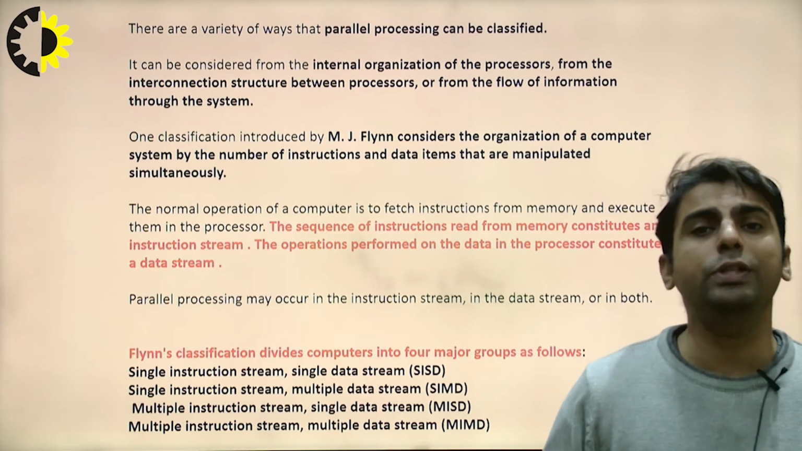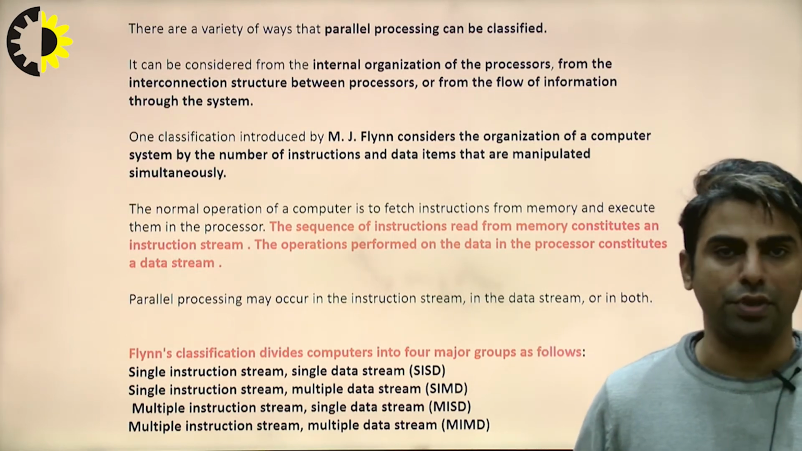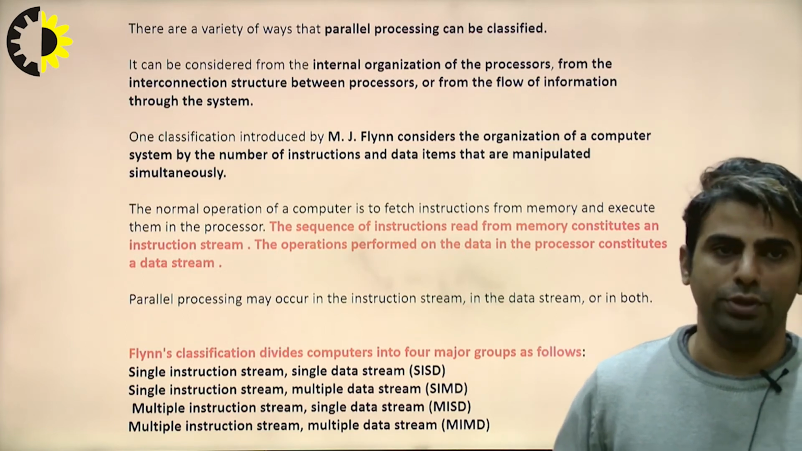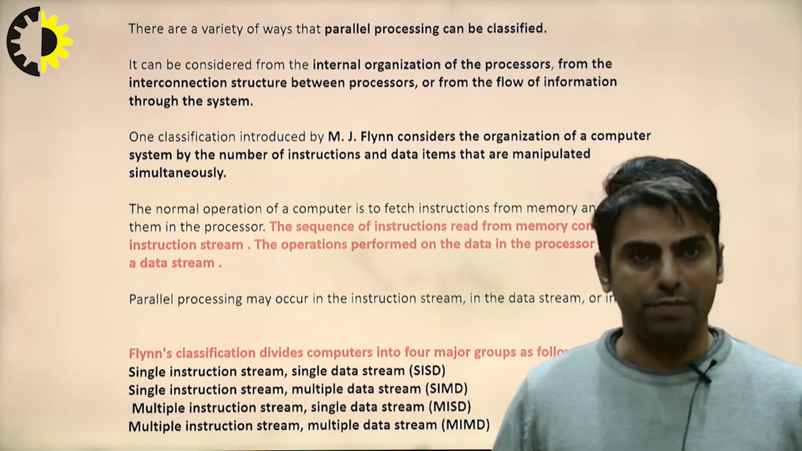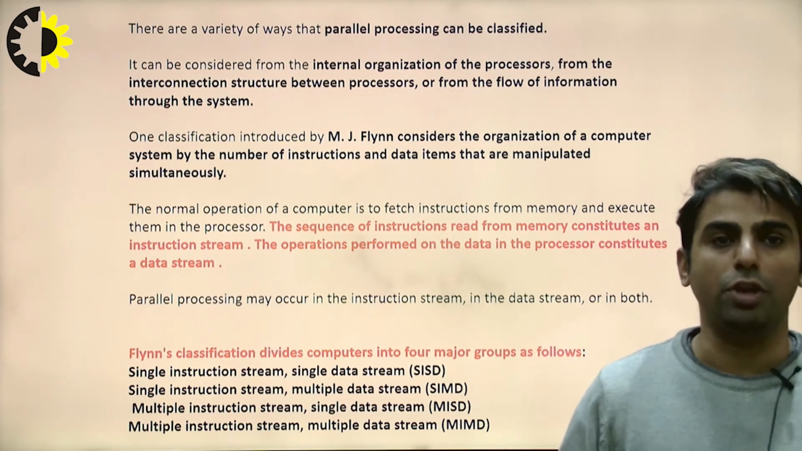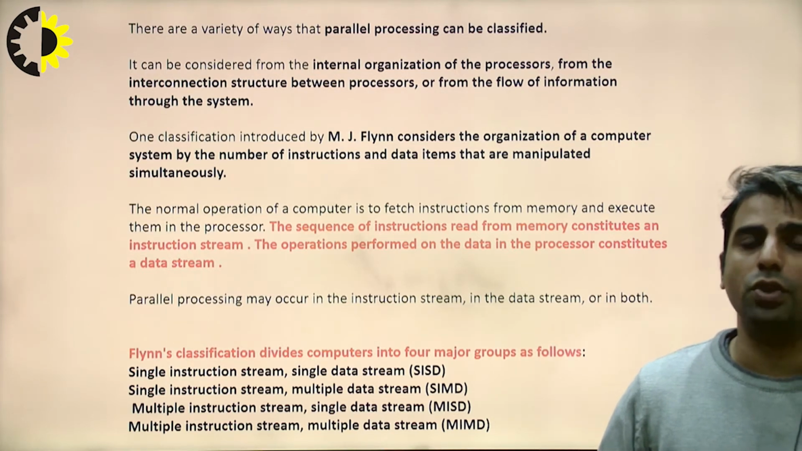That means the sequence of instructions which are present in memory is called an instruction stream. Okay, one instruction after another and so on and so forth. So that is instruction stream, right? So thereafter we have data stream. Now what is a data stream? The operations performed on the data in the processor consist of a data stream.